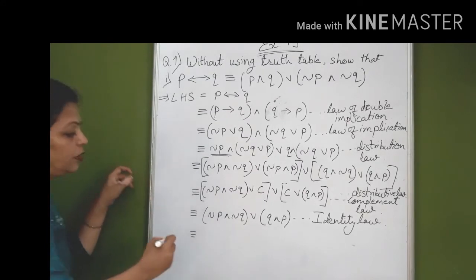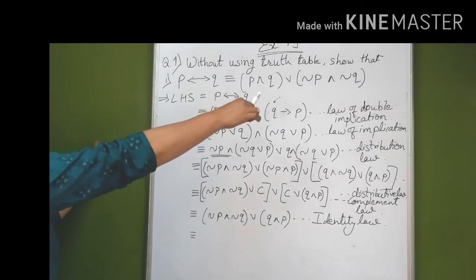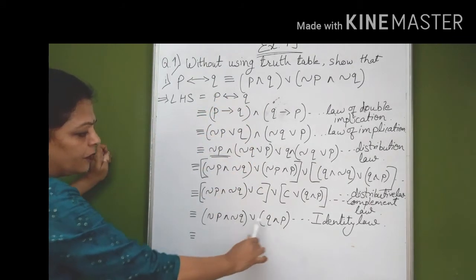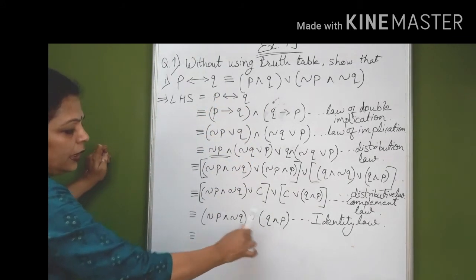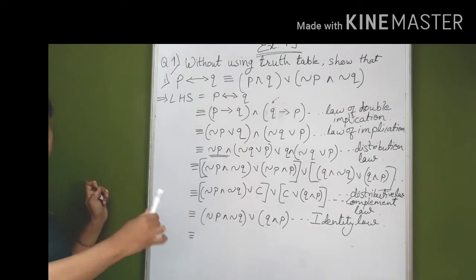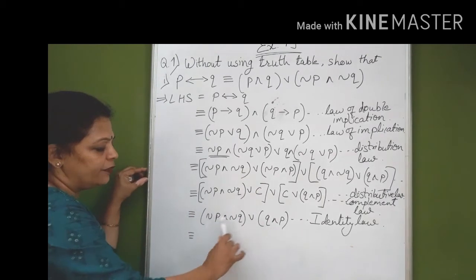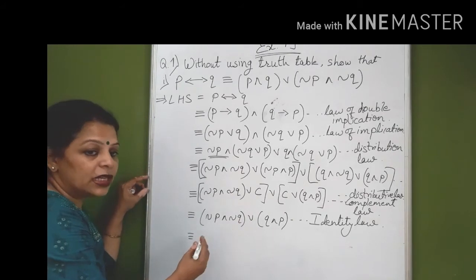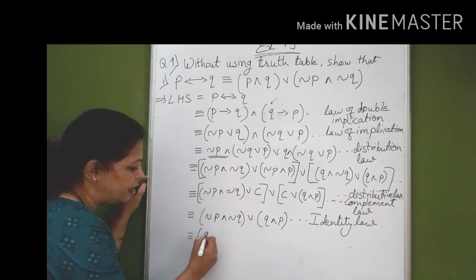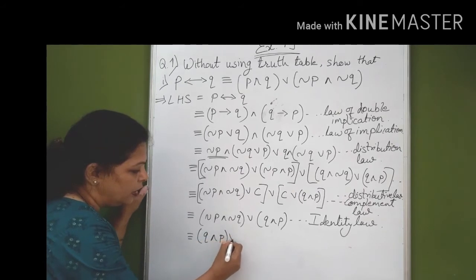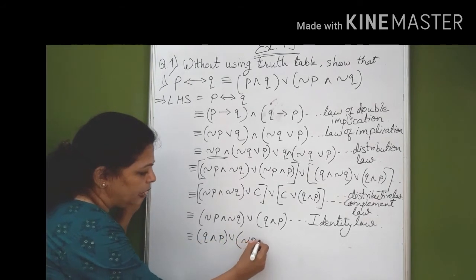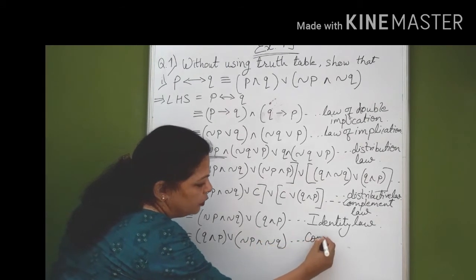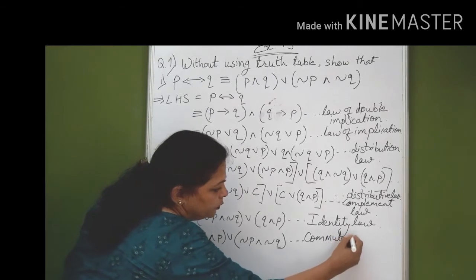Now see what is given over there: negation (P and Q), and in the first bracket P and Q. So we have got the brackets, only the thing is they are in the reverse order. So we have to bring this bracket first and take the first bracket to the second position. So that is the commutative law. So we can write this as Q and P, or negation P and negation Q. It is commutative law.